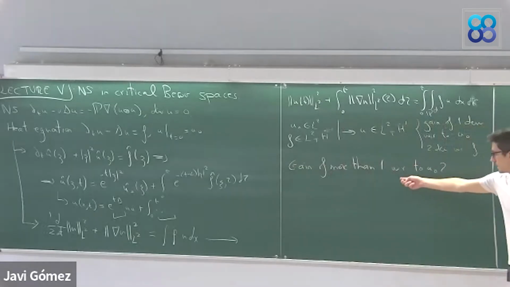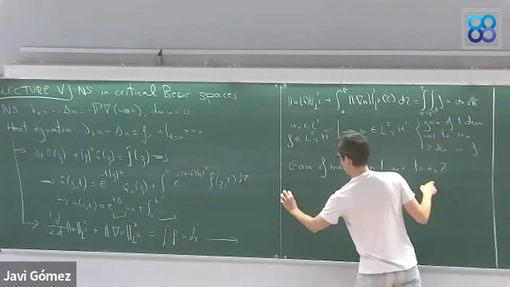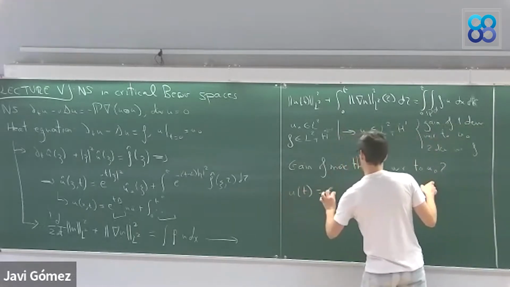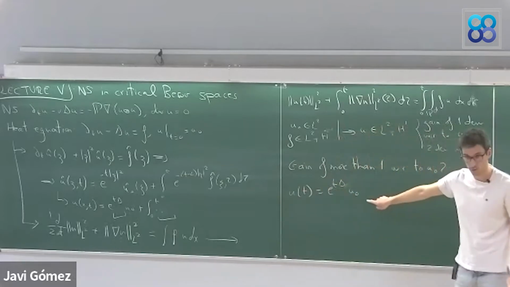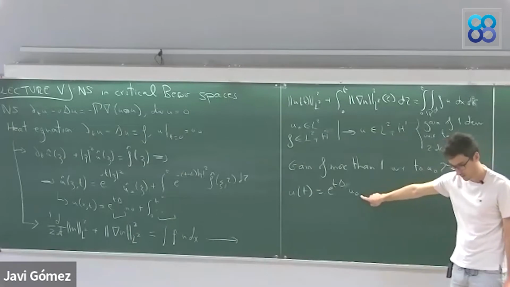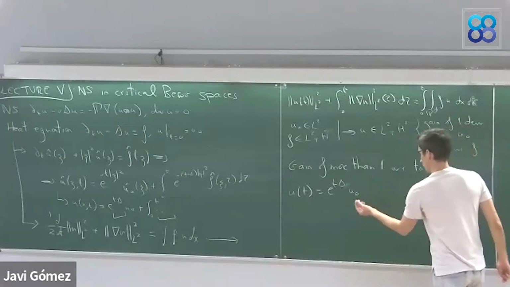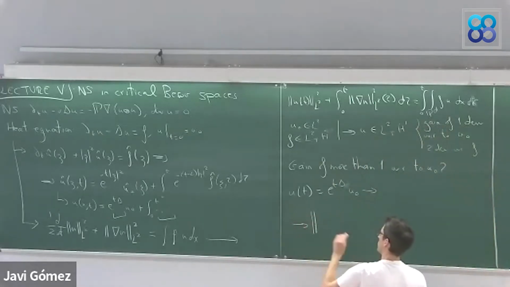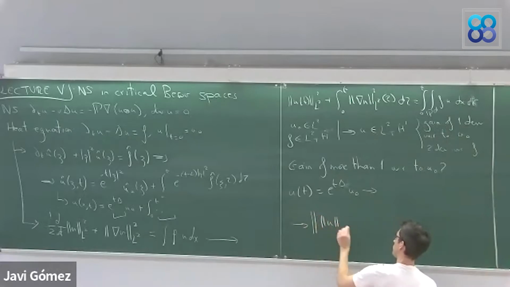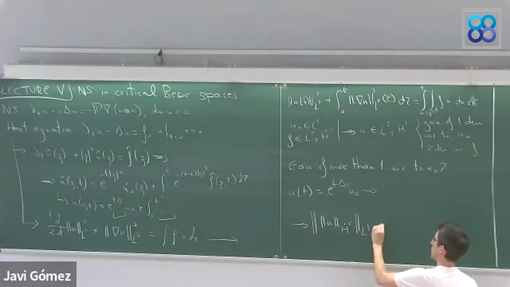Let's see if we can gain more than one. This is very, very easy just from the expression of U(t) when the force is 0. So we want to see if we can gain more than one derivative with respect to initial data. So U is in H^r, L1, so the thing is we lower the integrability, and then we should take more than one derivative here.